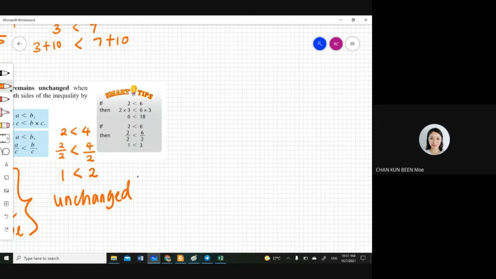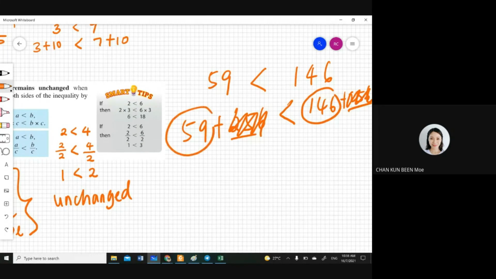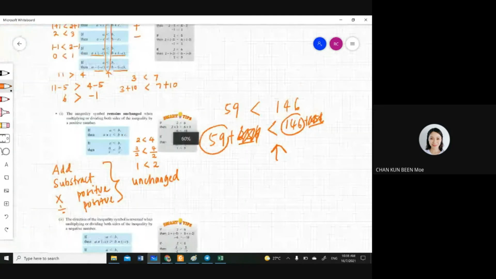I give you a very big number. For example, 59 less than 146. So I say 59 plus 256, 146 plus 256. What is the answer in the middle here? Less than. You just need to copy down because these two numbers are the same. So the answer will always be fixed, which is you copy down the sign as long as this number is less than this. Or what you can do is you can just ignore this and you just need to compare the first one. Then you can get the sign here in the middle already. Okay? So now let's see the next one.